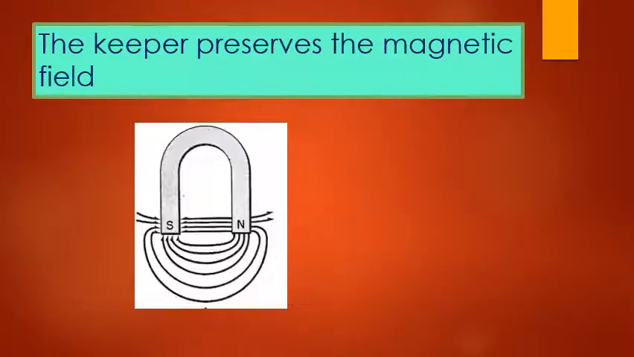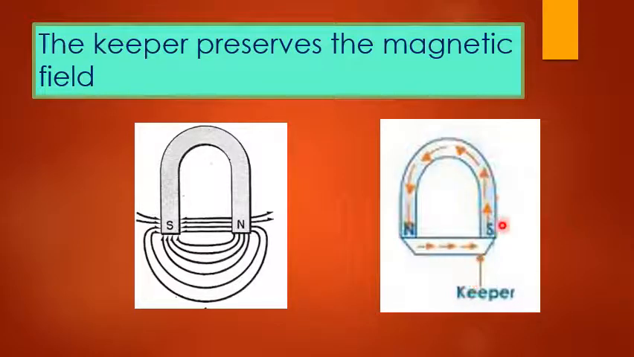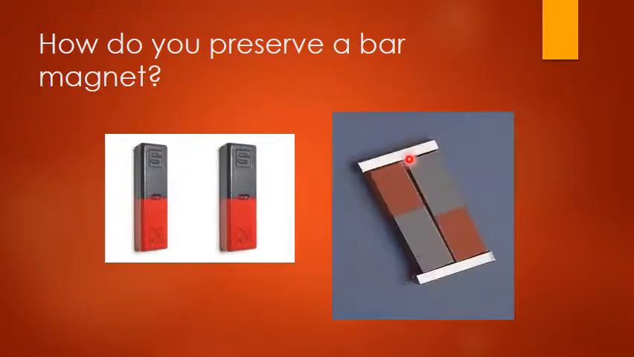So the keeper preserves the magnetic field, as I told you. Here's the keeper, and the magnetic force keeps moving around, and this will make it preserved inside the magnet. So how do you preserve a bar magnet, for example? Again, by using a keeper.